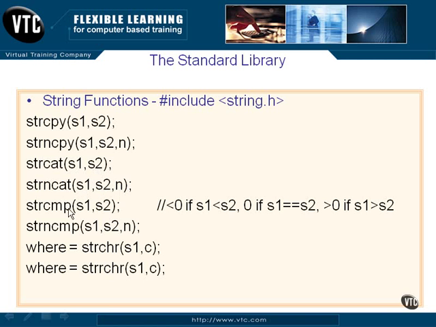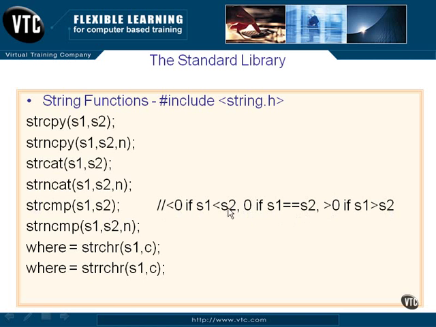String compare, comparing S1 and S2. If S1, string 1, this is an alphabetic compare, is less than, alphabetically, string 2, the return of string compare will be less than 0. If string 1 is identical to string 2, same length, same characters in every byte, upper and lower case, it will return 0. String compare will return a greater than 0 value if string 1 is larger than string 2. You can probably see what it's doing.